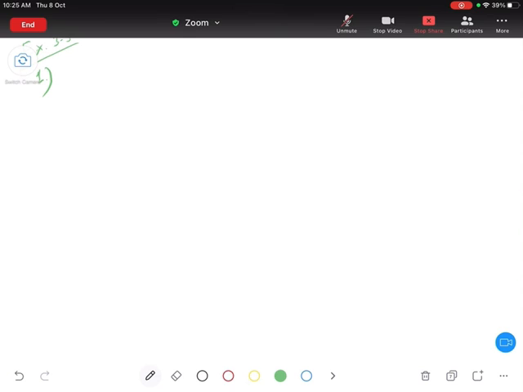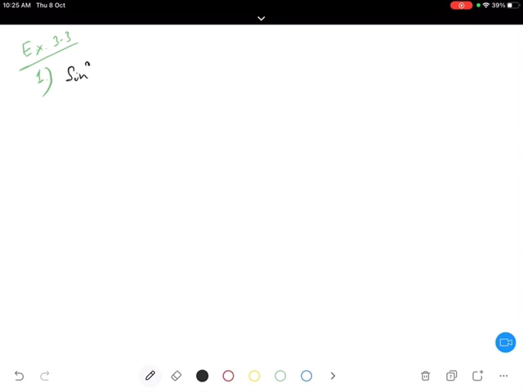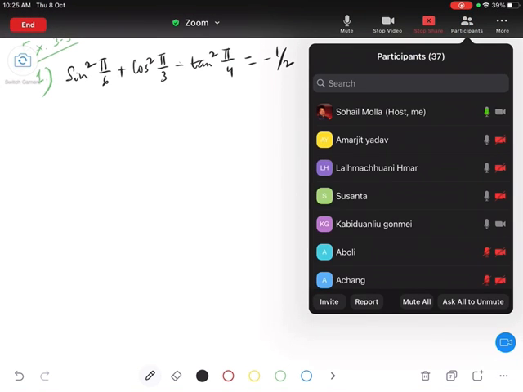Exercise 3.3, question number 1. Guys, be ready. Question number 1 says sine square pi by 6 plus cos square pi by 3 minus tan square pi by 4 is equal to minus half. So we have to prove this. Can anybody tell me how will I do this one?